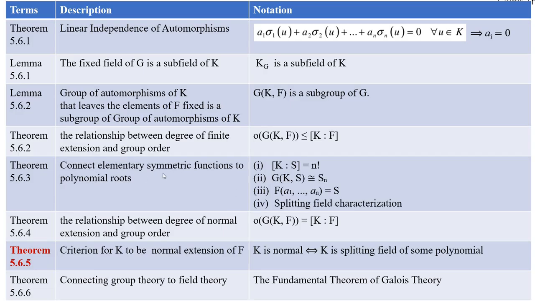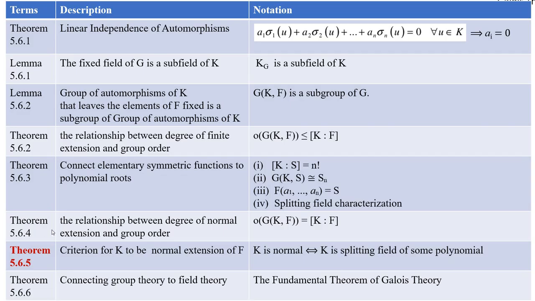Next, we connect elementary symmetric functions to polynomial roots. That comparison that we are going to have, and based on that we have one theorem, that's 5.6.3, which has some 4 subdivisions. Degree of K over S should be n factorial, and G(K/S) should be equal to Sn, and f of a1 etc. an is S, and the splitting field characterization is given.